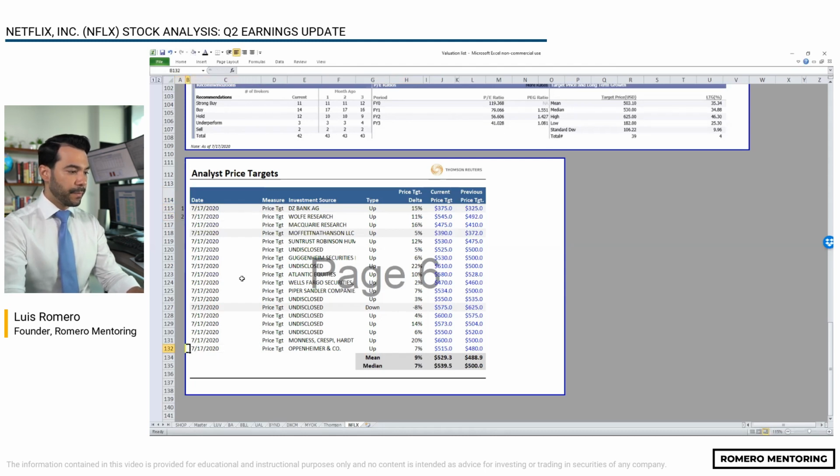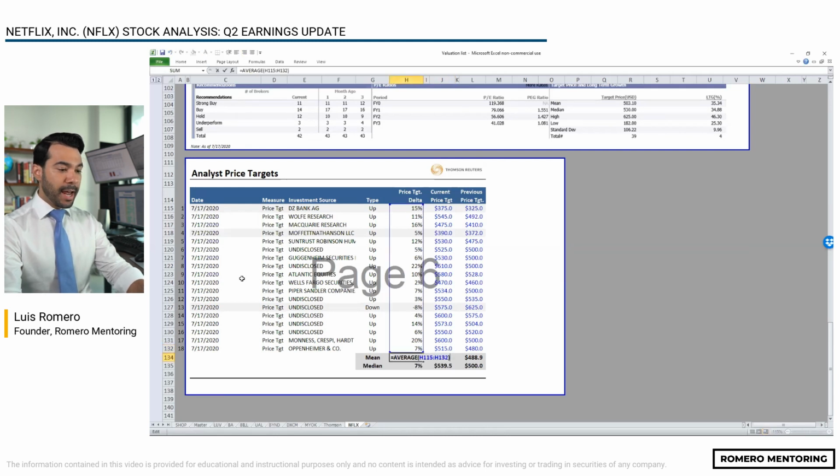I think this is almost about 15. Wow, 18. Okay, so we have 18 price targets from different analysts, and on average, they increase their price target by about 9%, and they're giving you a price target of $529. This is the average. On a median, $539. Okay, you could take either one, or you could even take the midpoint.